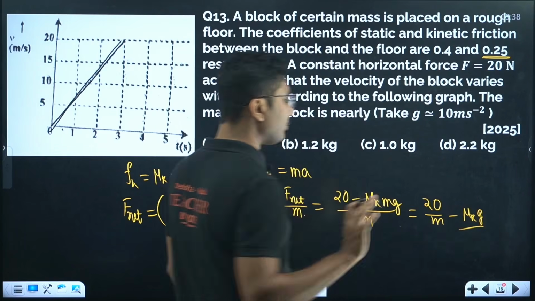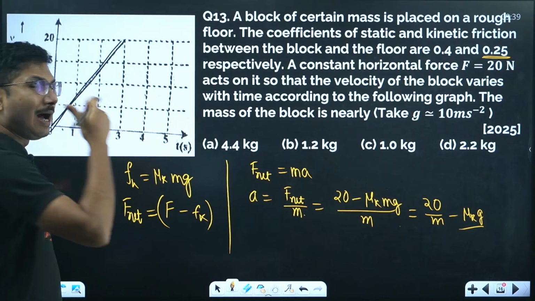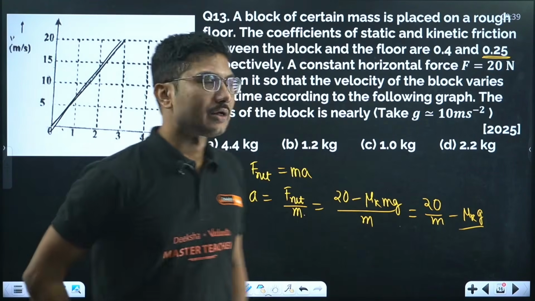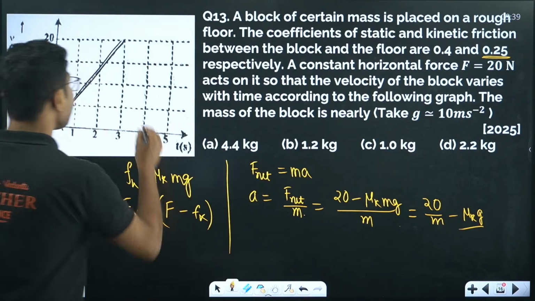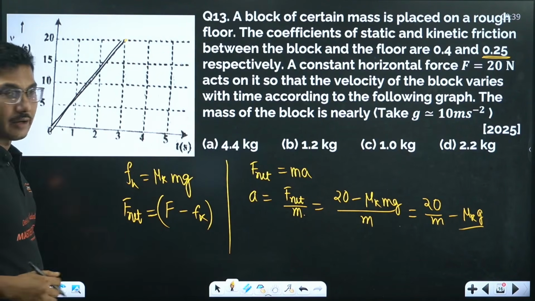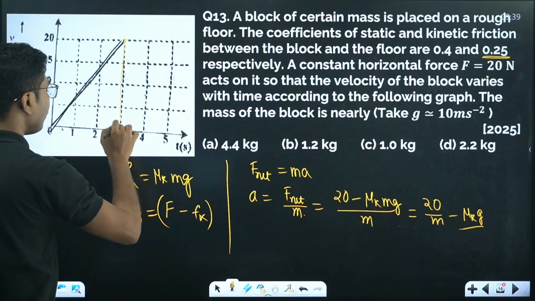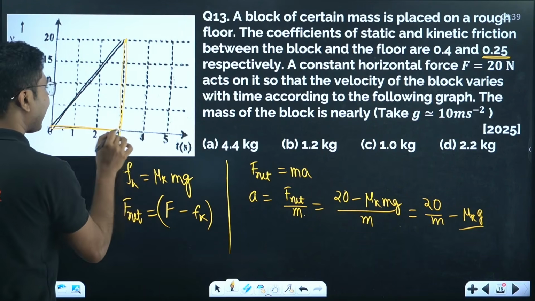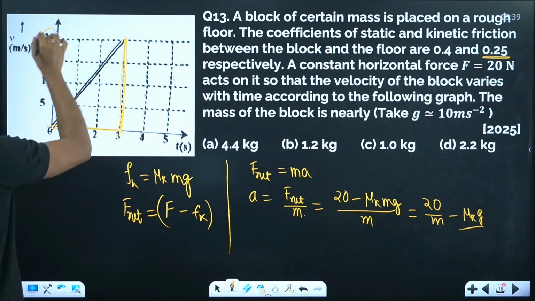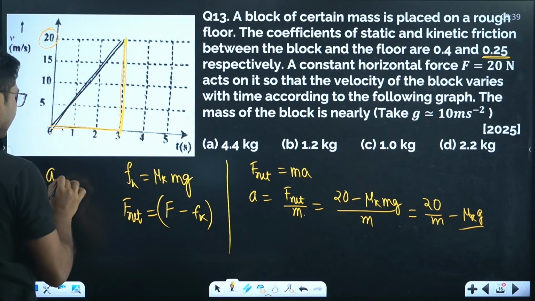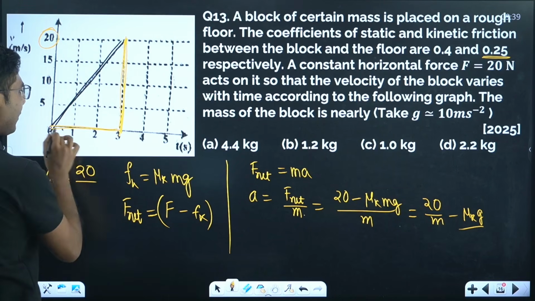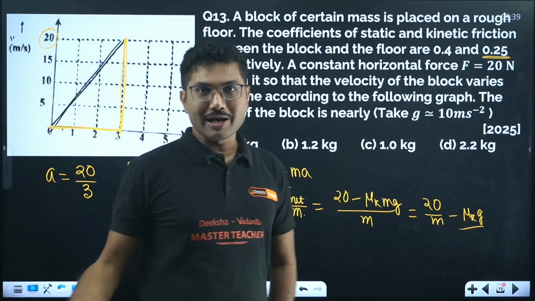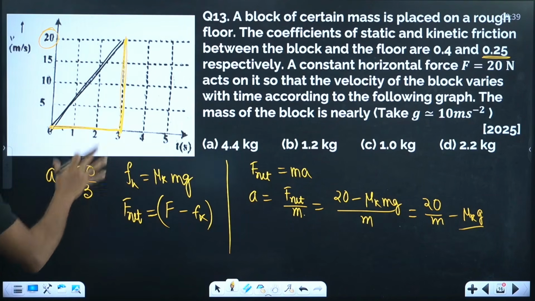We will put the value of mu k and g, but first of all we have to find the acceleration from this graph. So a velocity-time graph is given. How to calculate the acceleration? To calculate acceleration, we have to check the slope of the graph. It's a straight line graph, so slope will be y by x. What is y here? Y is 20. So this acceleration is 20 divided by 3. Velocity is increasing with time in a straight line, so the acceleration is the slope of the graph.